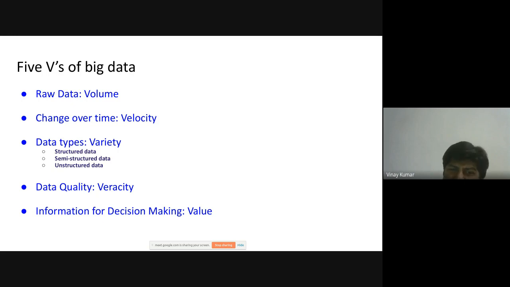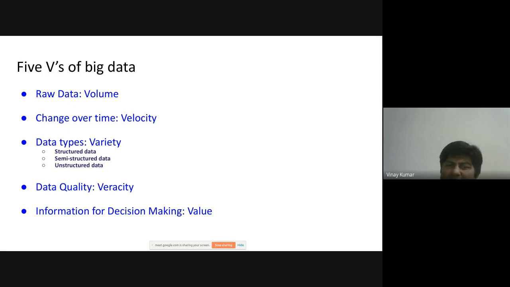The next one is semi-structured data. Such data is basically semi-organized data. It is generally a form of data that does not conform to the formal structure of data. For example, log files and XMLs are examples of this type of data.